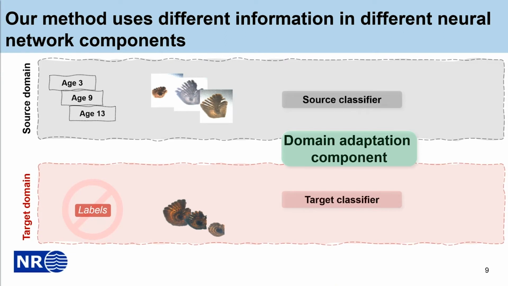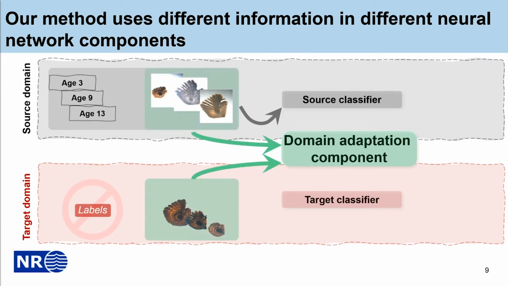So our approach uses different information in different neural network components. Images and labels from the source domain are used in a source classifier, and then we use the images from the source and the target domains in a domain adaptation component. Finally, the images of the target domain are used in a target classifier component. Note that the domain adaptation component and the classifiers share some parts of the architecture.